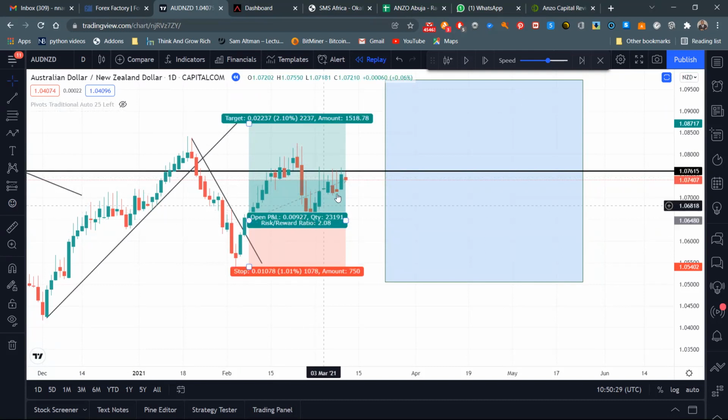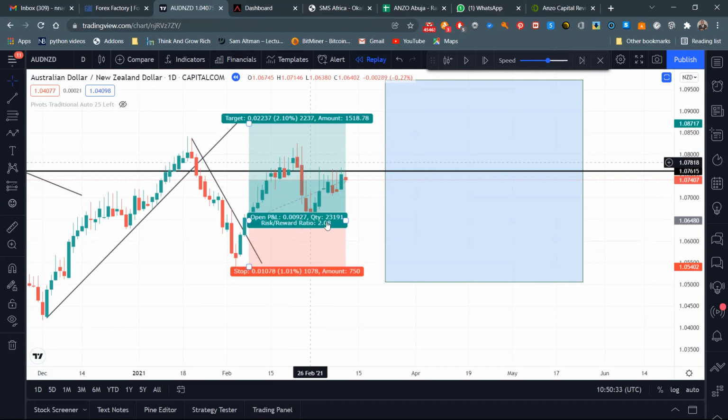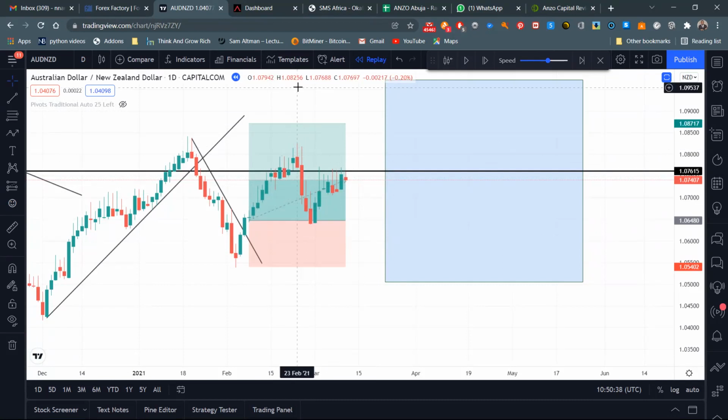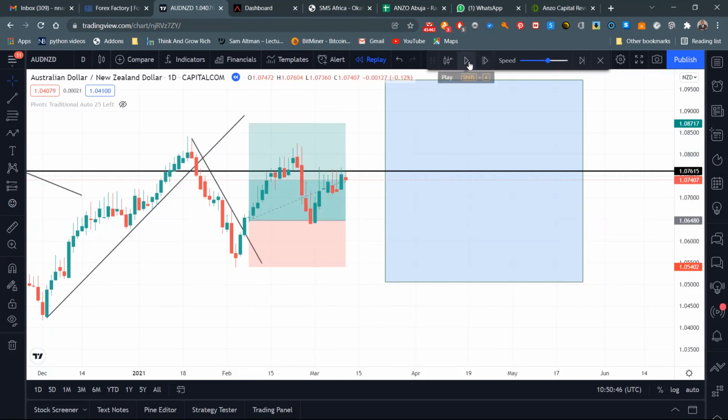However, it's making a higher low. So assuming it has made a new high, then we'll probably be looking for a counter trend line to trade from here. But because it hasn't made a new high, I definitely wouldn't be looking for a counter trend to try and trade this. So we'll still stick to our previous trade and see.